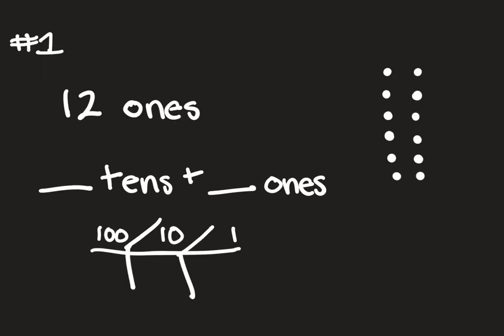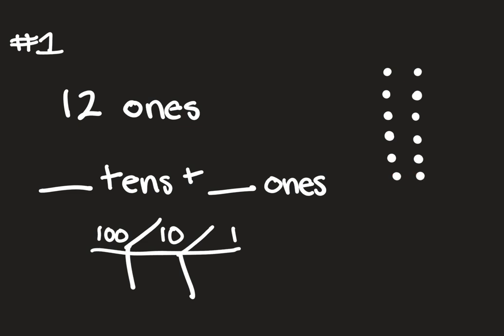Okay, so for our first example problem, we're going to represent 12 ones in expanded form, and we're going to write it in the place value chart. So, as you can see, I have drawn our 12 ones over here, and I'm just going to count them real quick so you can see. 1, 2, 3, 4, 5, 6, 7, 8, 9, 10, 11, 12.